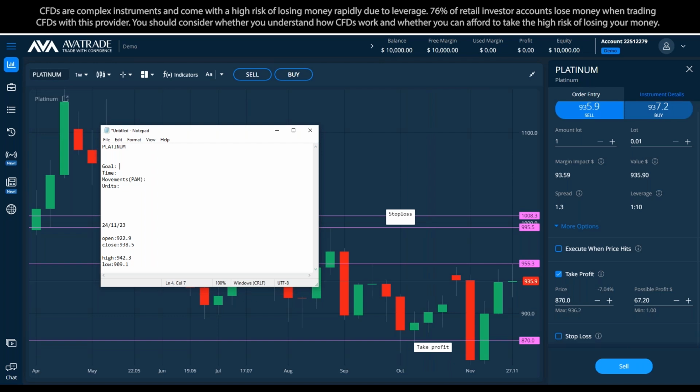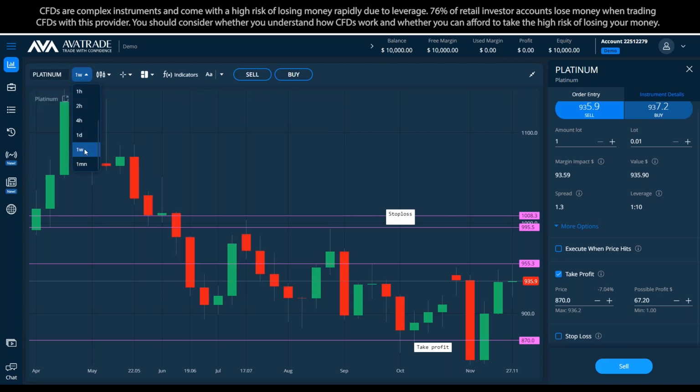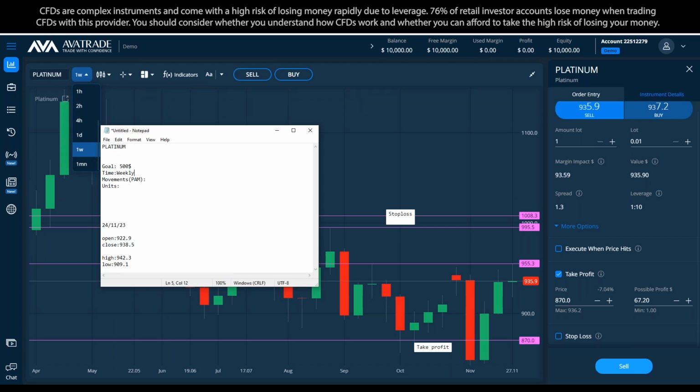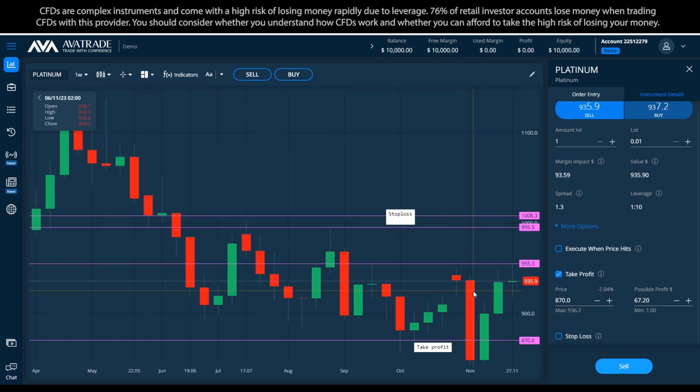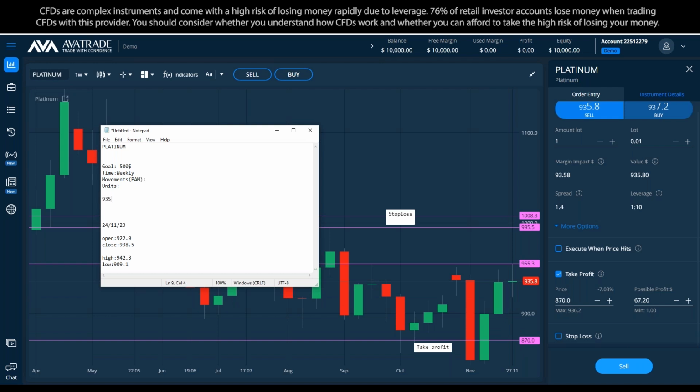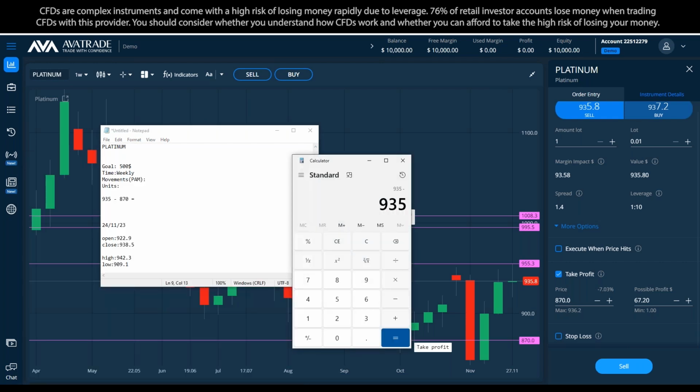So I'll put the goal at $500. The time, because we're looking at weeks, let's go easy and make it weekly. Movements, what exactly are the movements? Let's say 935 to 870. That's a long movement. Let's see how far down that is. 935 minus 870. How much is that, guys? Anybody know? $65 in a week. Okay.